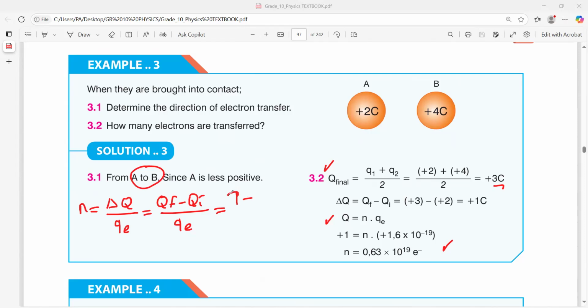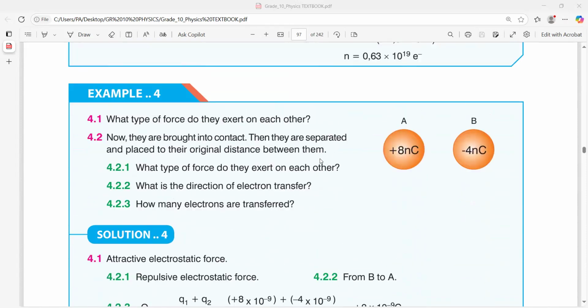Okay, 3 coulombs for Q final. 3 minus 2, over 1.6 times 10 to the power of minus 19. So N is equal to 1 over 1.6 times 10 to the power of negative 19. All right. So as you see, we have positive here for N. So just like this, all questions, electrostatics, one more revision with you.